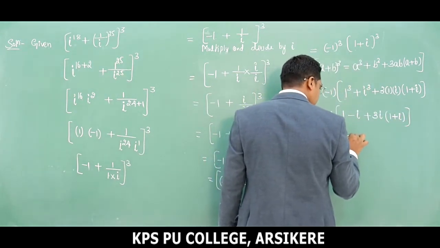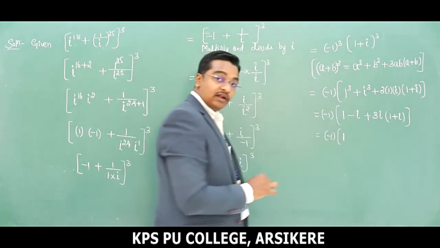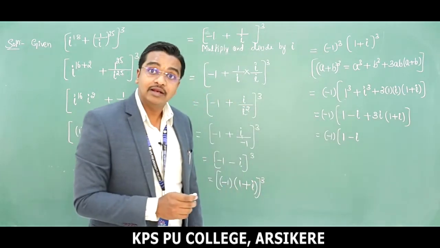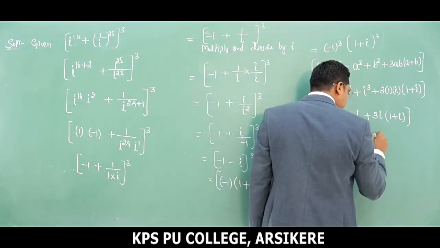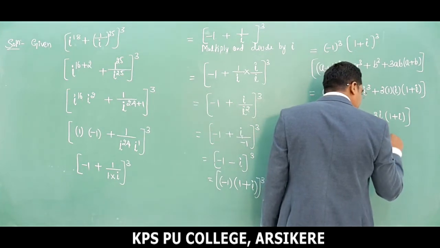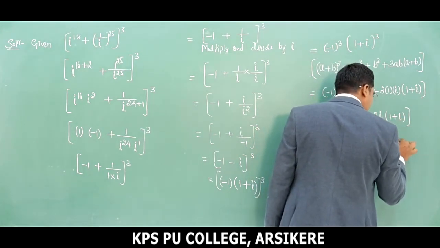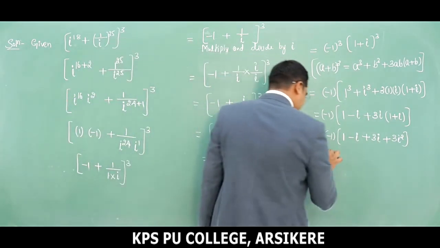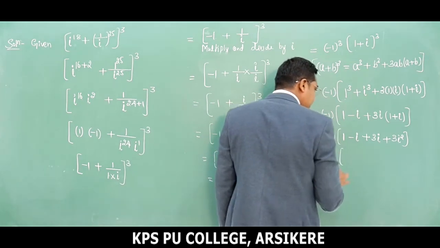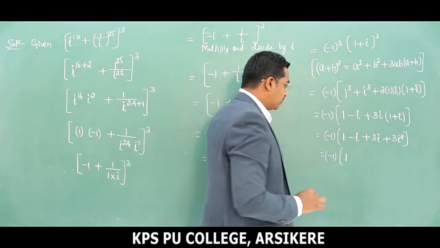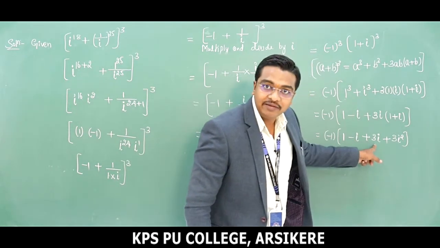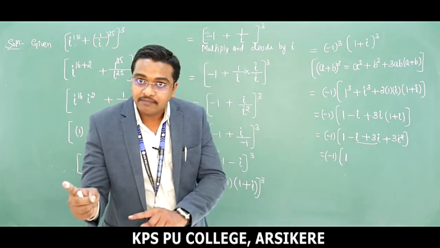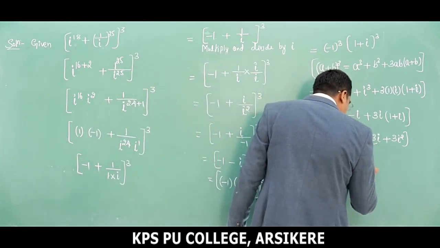Minus 1 times 1 minus i written as it is, multiply 3i by 1 plus i. So 3i into 1 becomes 3i, plus into plus is plus, 3i into i is 3i square. Here we get 3i square. Further simplification: minus 1 times 1, then minus i plus 3i. So how to simplify this term? Minus i plus 3i becomes 3i minus i. So this reduces to plus 2i.